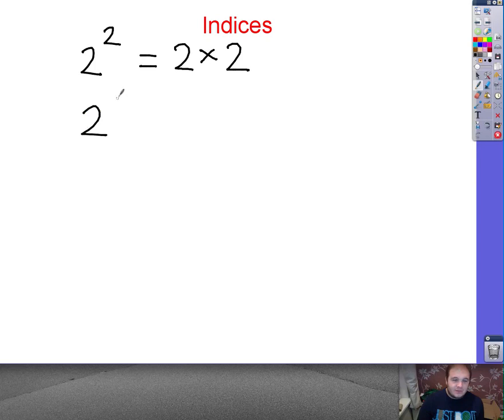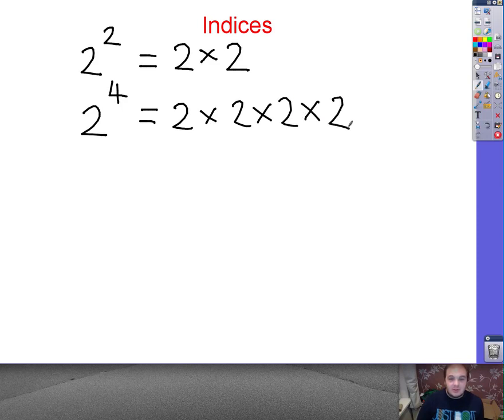Okay, 2 with a 4 up there. Now this is the indices part where the 2 is there and the 4 is here. Well that just means 2 times 2 times 2 times 2, 4 times. So this 4 here is telling us how many times we're timesing the 2 together. So the indices is the power that we're raising our number to.